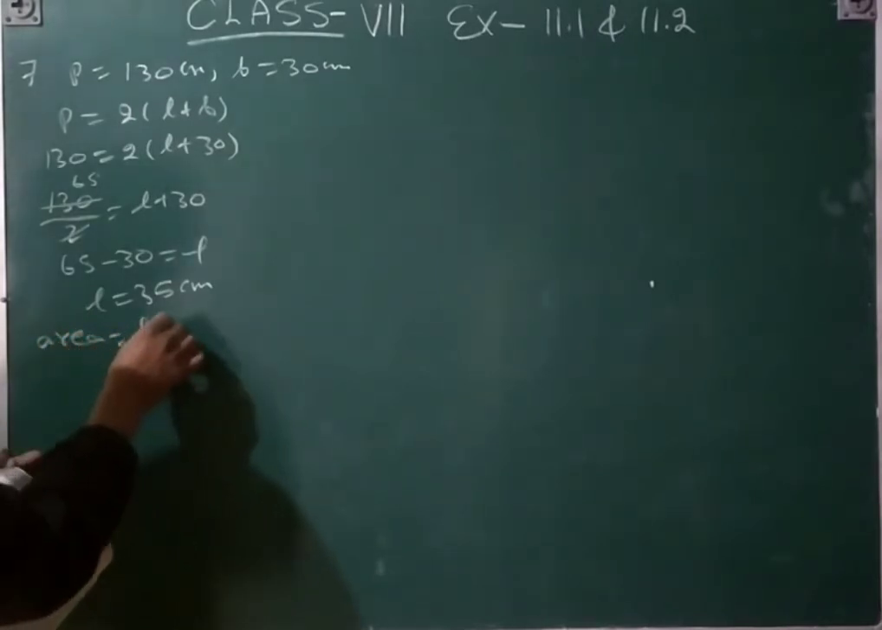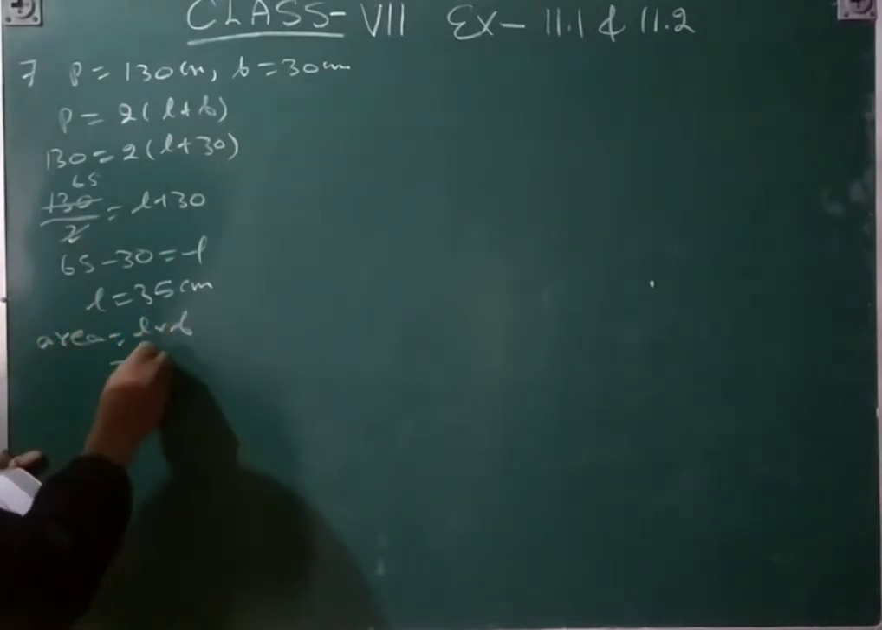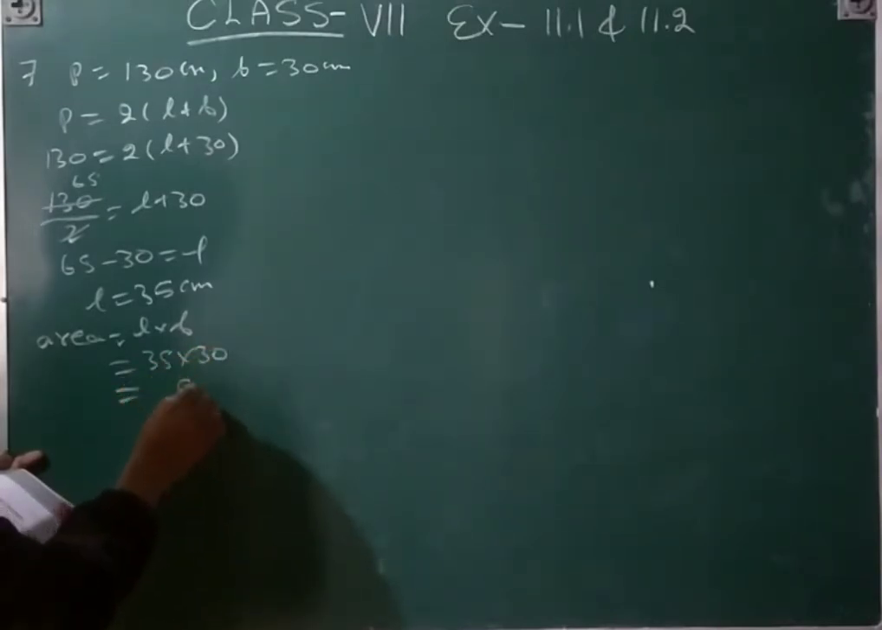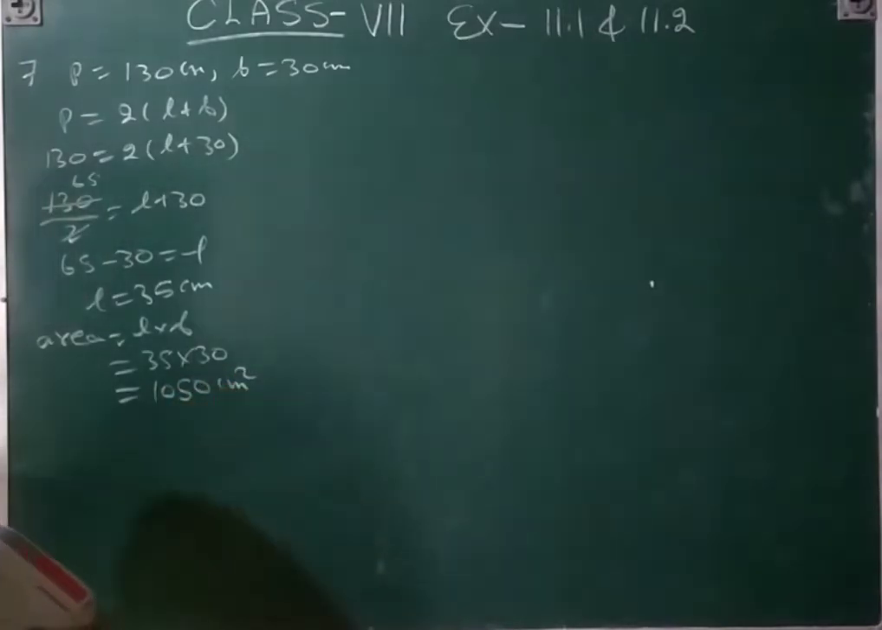And then area. Area is equal to L into B. So that is 35 into 30, which is 1050 centimeter square.